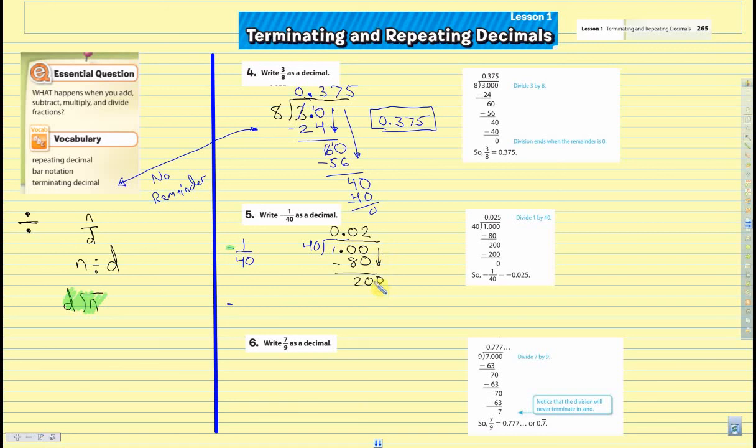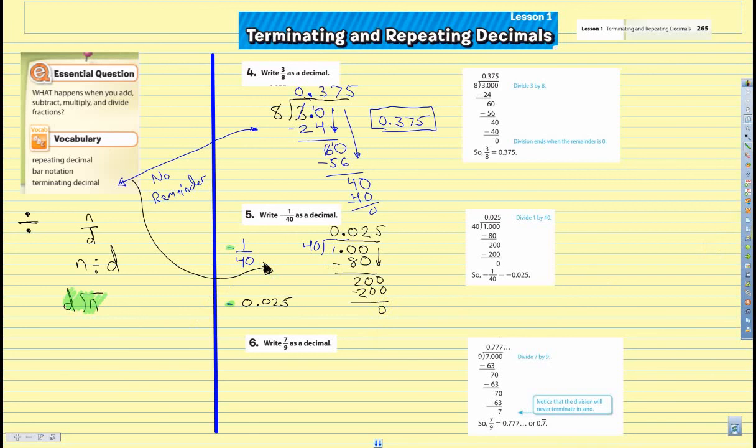40 goes into 200. I think 5 times 4 is 20, so let's see if that works. 5 times 0 is 0. 5 times 4 is 20. Look at that. We subtract. You get 0. We get another terminating decimal. Okay, so what's my answer? 0.025. Very, very important where my zeros go in my decimal. Negative. Don't forget that negative. If you forget that negative, it's going to be wrong.